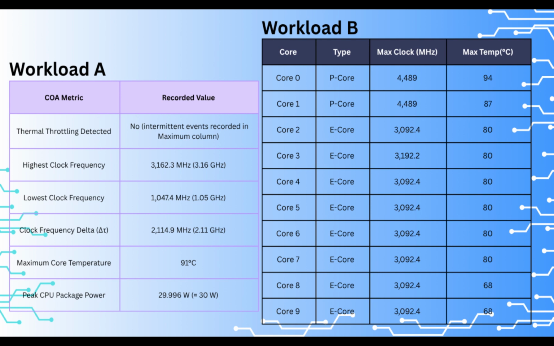sustained multi-thread load. For workload B, the single-core test exposed the thermal hotspot formation and thread migration behavior of hybrid architecture. P-Core 0 formed the primary thermal hotspot at 94 degrees Celsius, triggering the Windows scheduler to migrate the workload to P-Core 1. The E-cores remain significantly cooler at 68 to 80 degrees, confirming they handle only background tasks throughout the benchmark.